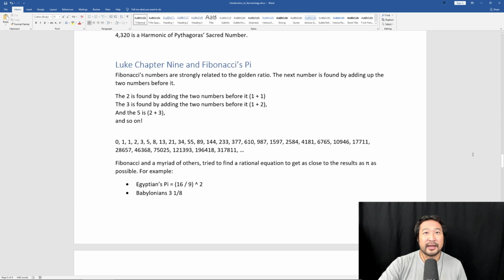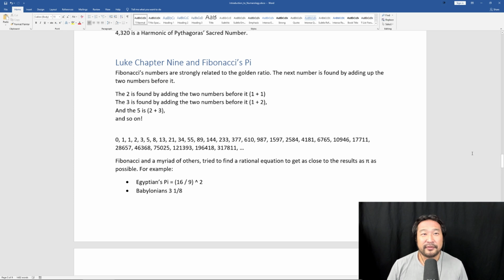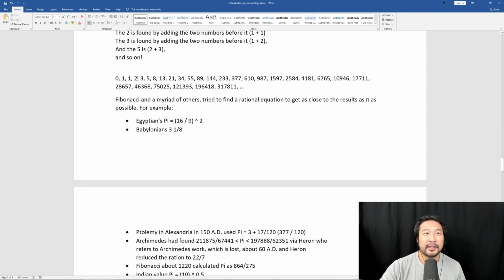Now, Luke chapter 9 and Fibonacci's pi. Now, if you don't know Fibonacci, I think I'll go over it here in a little bit. Fibonacci's numbers are strongly related to the golden ratio. The next number is found by adding up the two numbers before it. The 2 is found by adding the two numbers before it, 1 plus 1. The 3 is found by adding the two numbers before it, 1 plus 2. And the 5 is 2 plus 3, and so on. So you get 8, which is the sum of the two numbers before it, 3 and 5, and then you get 13, which is the sum of 8 and 5, etc., etc.